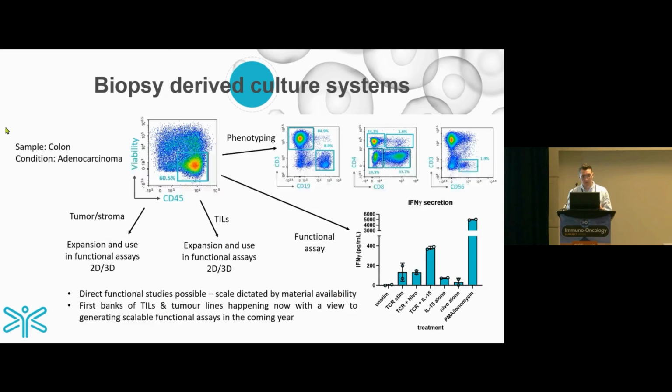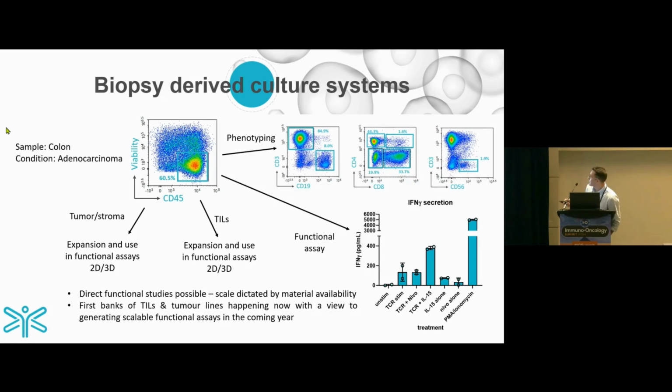So what have we been doing with those recently? This is just to show an example of a colon sample that we've had, and it just basically demonstrates the fact that we can make single cell suspensions. We have got lots of lovely, nice, viable cells. We can phenotype these, identify the different infiltrating lymphocyte populations. We can take this whole suspension and do functional assays with them straight off the bat.